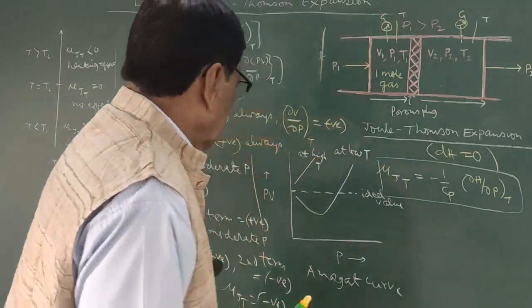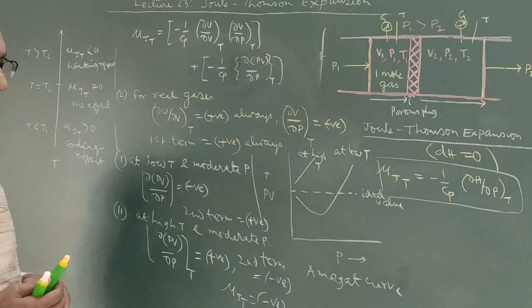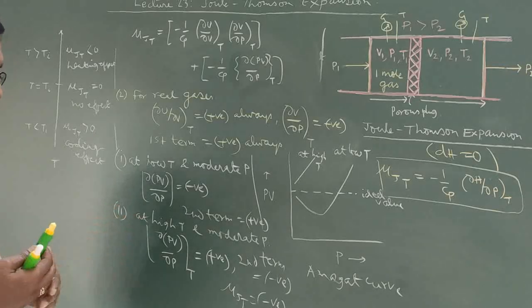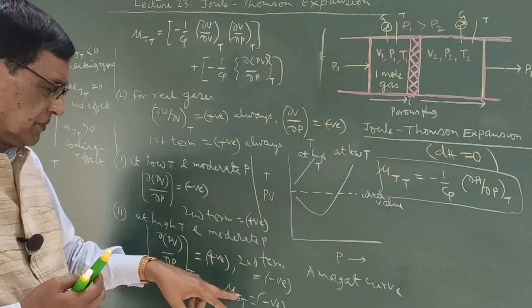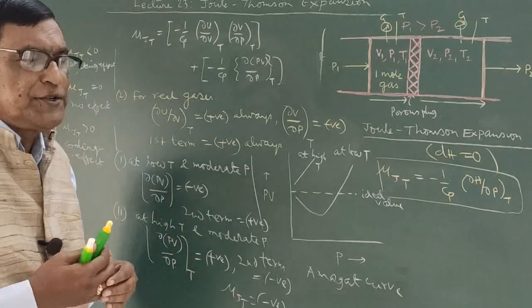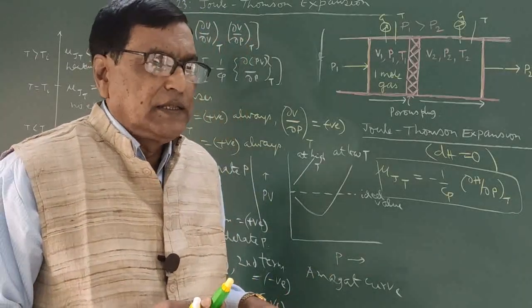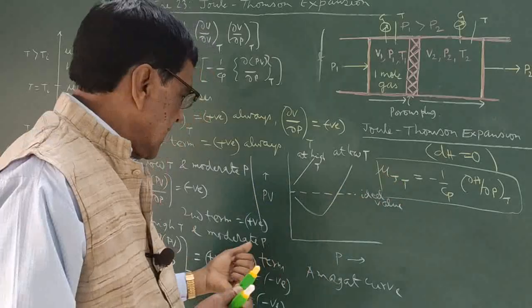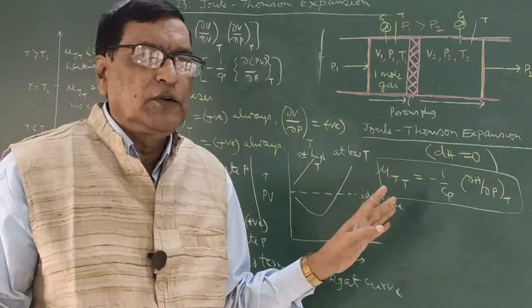So in between the low temperature and high temperature, there must be one temperature at which this mu J equals 0. Mu J becomes equal to 0, and that temperature we call the inversion temperature, below which there will be cooling, above which there will be heating, of course at moderate pressures. At this inversion temperature there will be no effect.